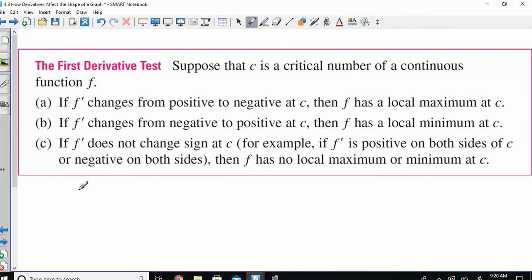So if f prime changes from positive to negative, that means it was increasing and then it was decreasing, you have a local maximum at c. So you're just filling in the blank, local maximum. If it goes from negative to positive, so decreasing to increasing, that's a local minimum. If it doesn't change sign, then there's no local maximum or minimum there.